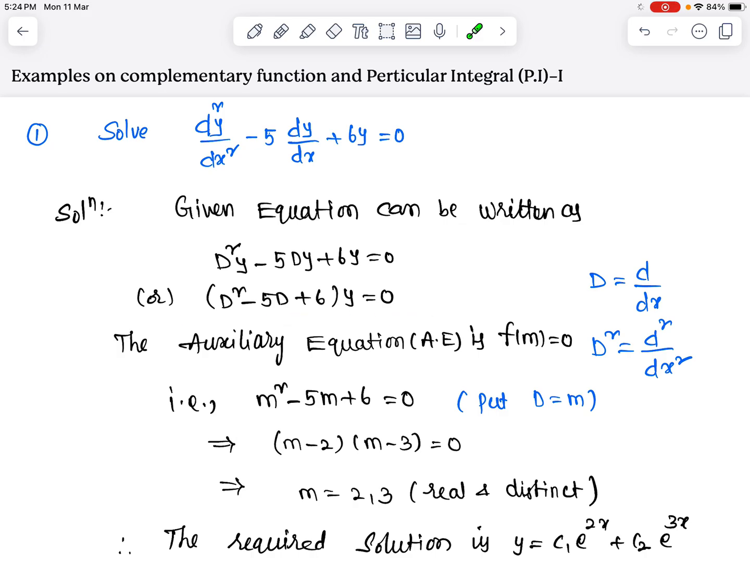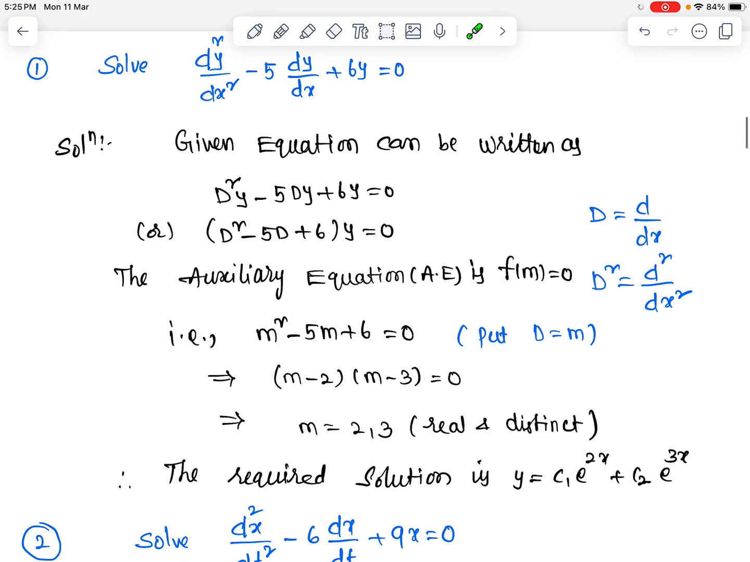Then what is the auxiliary equation? F of m is equal to 0 means the auxiliary equation, which is the algebraic equation for the given differential equation. Algebraic equation means we just need to replace D by m in the given differential equation. Here that is what we did: m square minus 5m plus 6 is equal to 0, we write.